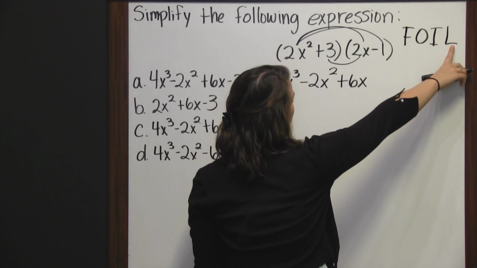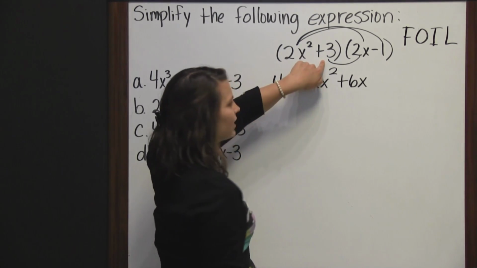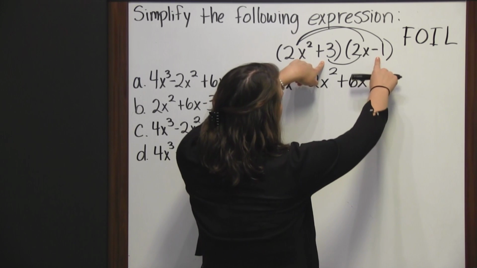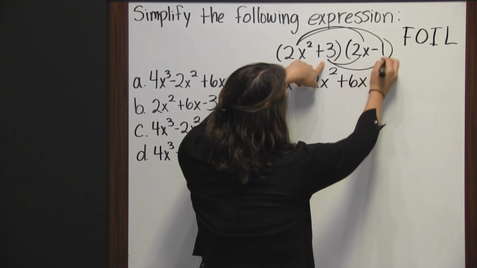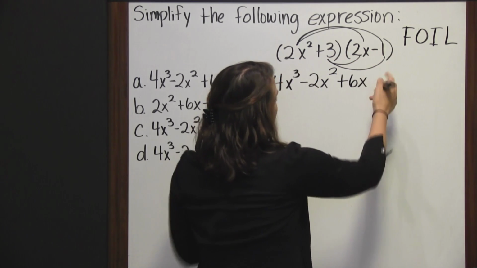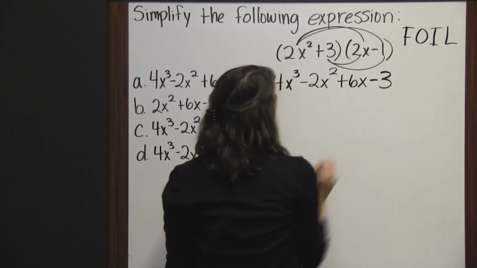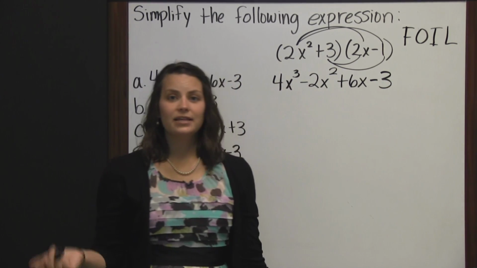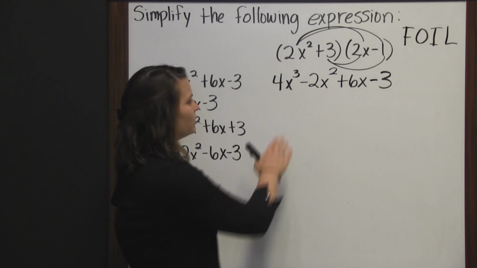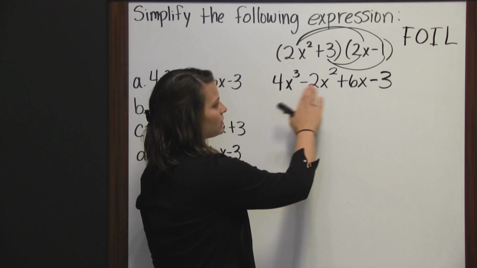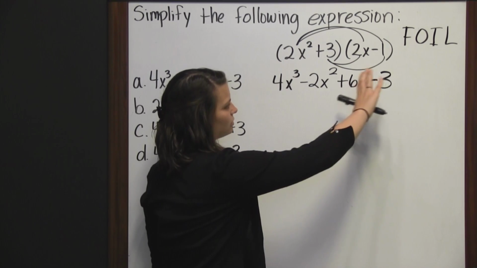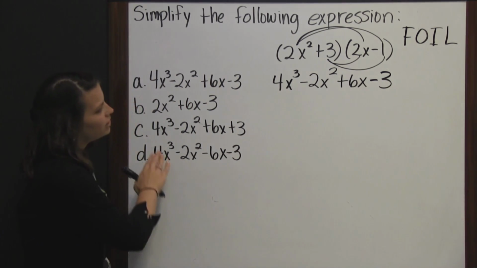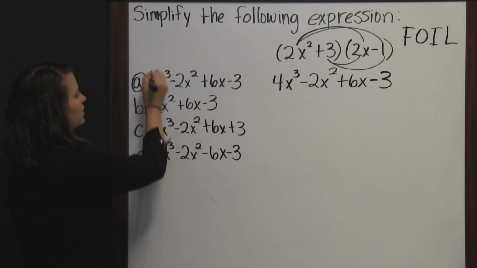And then finally, our last terms. So the last term in the first set of parentheses and the last term in the second set of parentheses. 3 times negative 1, which is negative 3. Then we'd want to look and see if we had any like terms to combine, and we don't. We have a cubic x term, a squared x term, an x term, and then just a constant. So that's our answer, which matches answer choice A.